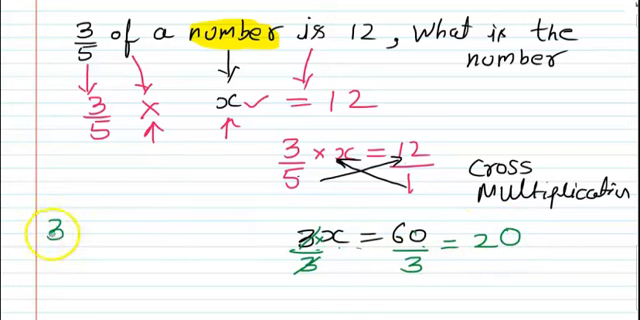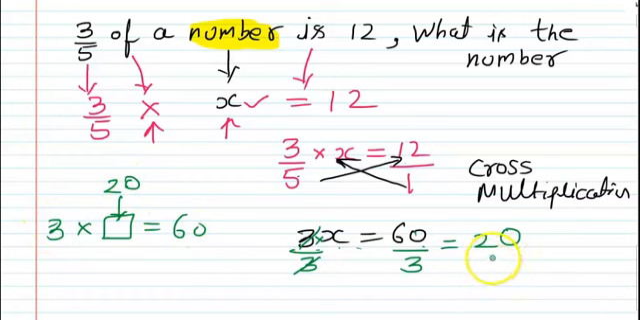Or you can do it like this as well. 3 times something is 60. So what should be the number here? 20. So 3 times 20 is 60. So the answer is 20. So you got the right answer.